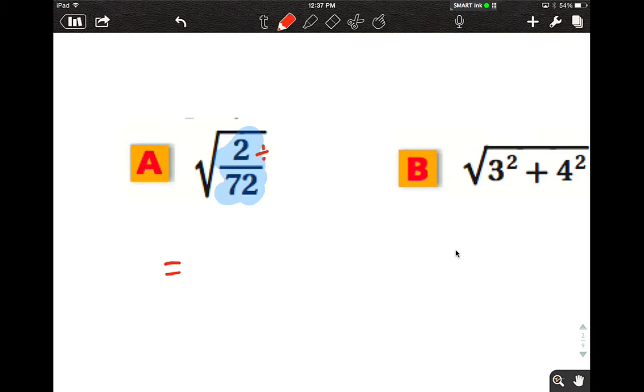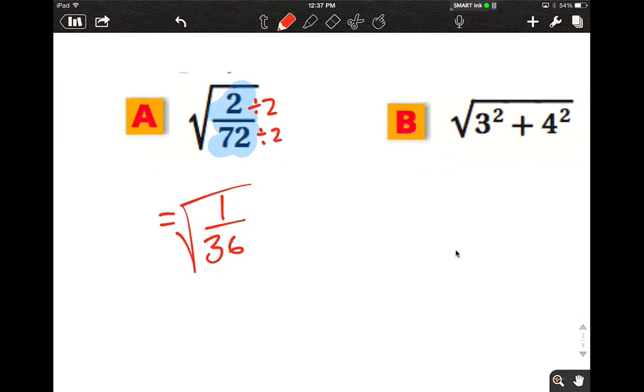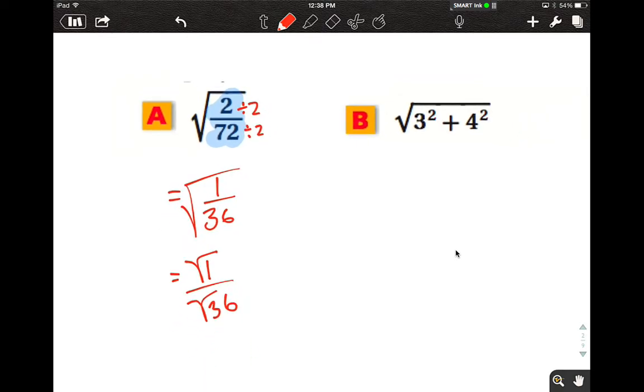So 2 divided by 2 and 72 divided by 2 would be 1 over 36, right? So that's the square root of 1 over 36. Now maybe I want to split it up. Wouldn't that be the square root of 1 over the square root of 36? And what's really fabulous about this problem is those are perfect squares. The square root of 1 is 1. The square root of 36 is 6. So that is my final answer. It looks a lot neater and a little bit nicer than what I started with up there.